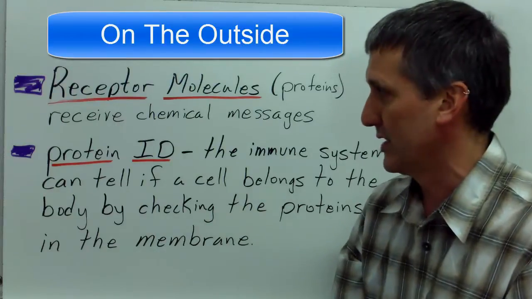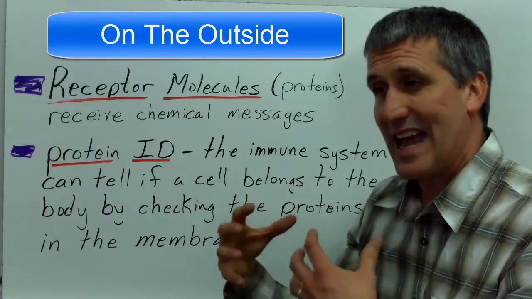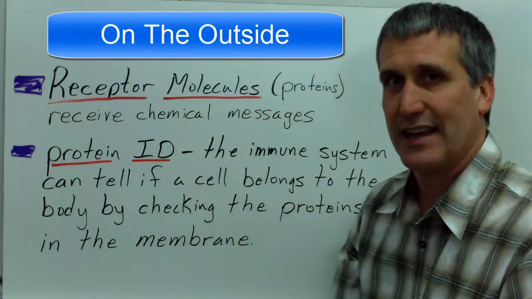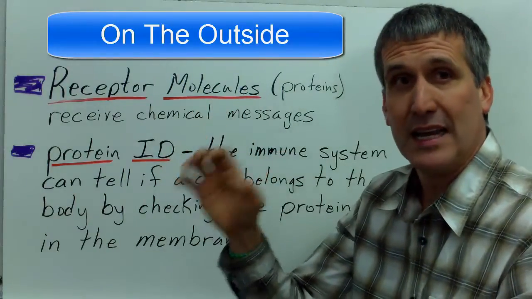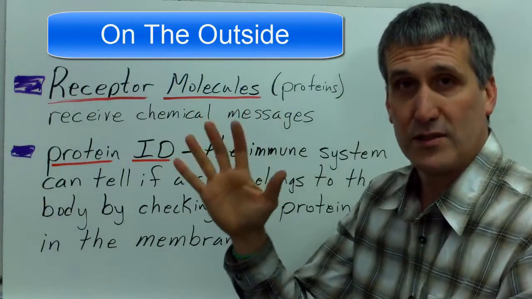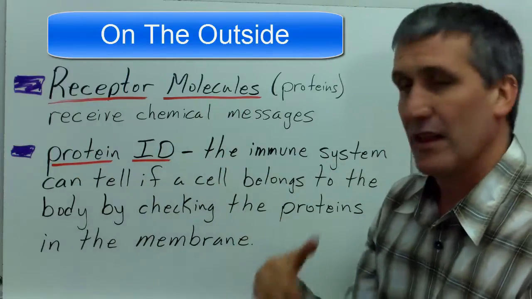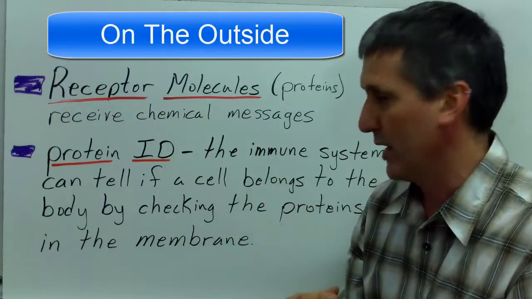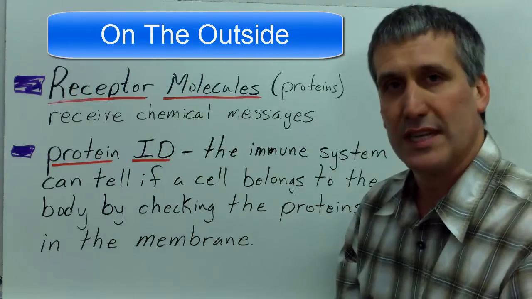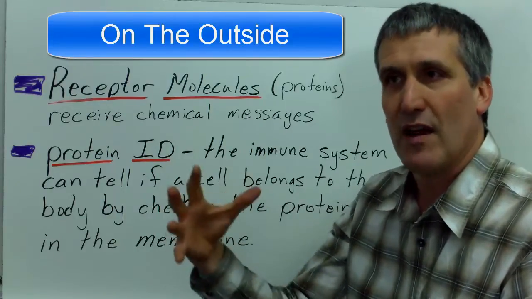There are also proteins in the membrane that act as an ID for the cell, an identification for the cell to say, I'm part of this body, don't kill me, don't mess with me. And the way they do that is the immune system can tell if the cell belongs in that organism, as part of that organism, by checking the proteins that are embedded in the cell membrane. So it's kind of like showing their ID.